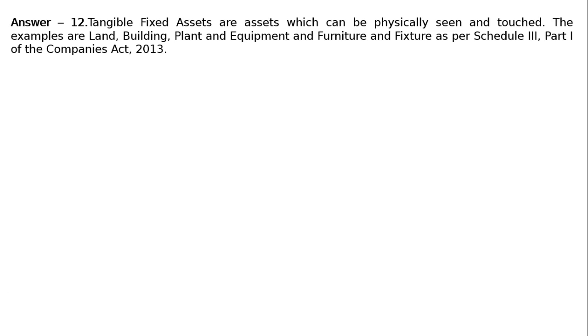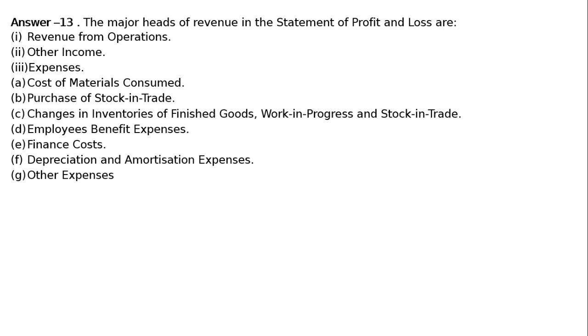Then 13th question. Name the major heads of revenue in the statement of profit and loss. Answer 13. The major heads of revenue in the statement of profit and loss are: 1, revenue from operations; 2, other income; 3, expenses, which has A, B, C, D, E, F, G parts.